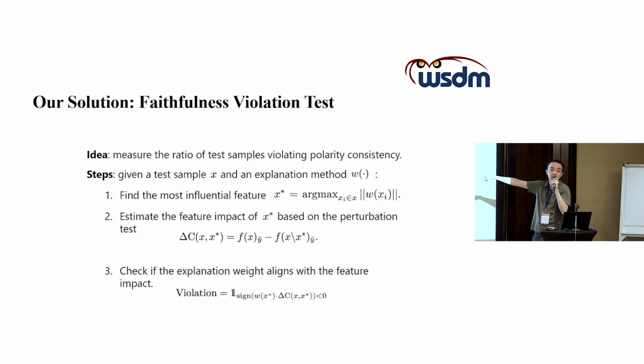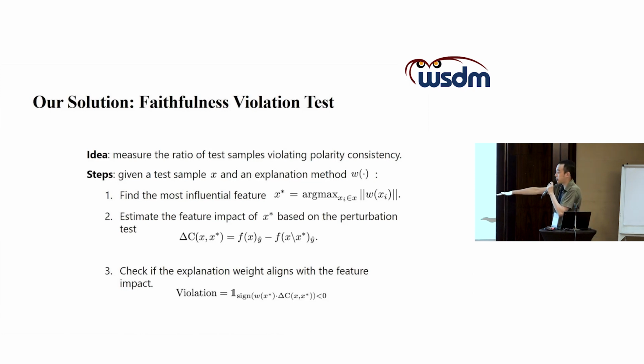This is a very common statistical test. Here the delta C refers to how removing the perturbation can influence our final importance. So we check the explanation. You can imagine if this is positive, which means that this actually can lead to a negative influence on our final prediction. So what we want to do is to check if the explanation weight aligns with the feature impact.